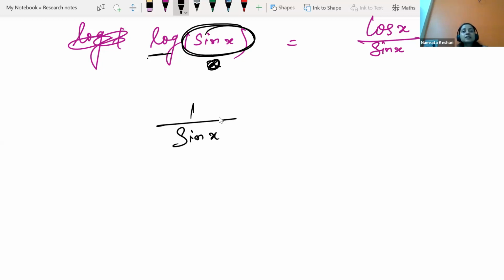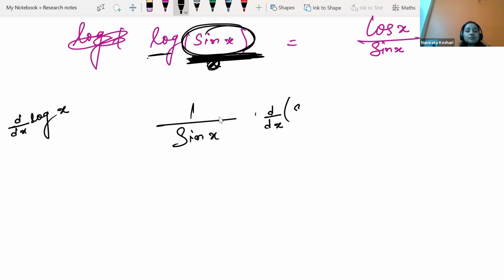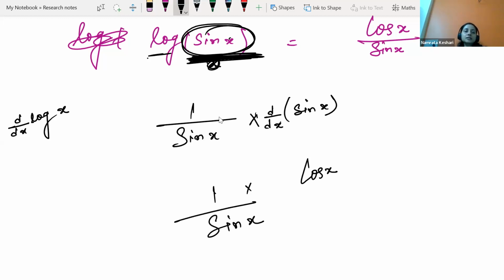But since we have used the derivative formula for log x, and here we are not having x, there is a different inner function. So we still need to do the derivative of that inner function, which we have treated as x, with a multiplication sign. And the derivative of sine x is cos x. From here we are getting the derivative as cos x by sine x. Is it making sense to you, Fatima? Yes, ma'am.